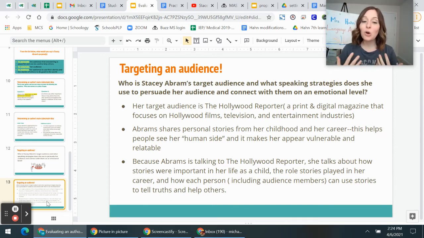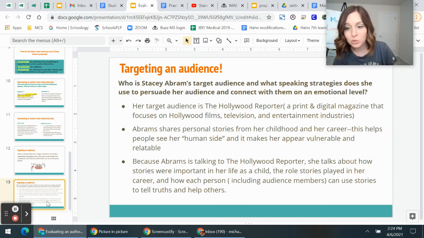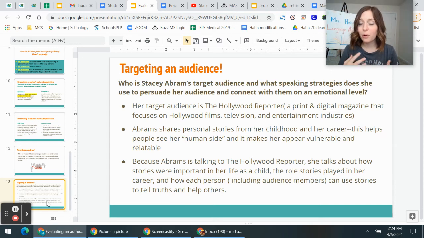So Abrams shares her personal stories from her childhood, like her mother and father, and how her father would tuck her in and tell her a story, and how they'd go to the library, they'd watch PBS, and how stories were powerful. So she told stories from her childhood and her career, and this helped people see her human side. It made her appear vulnerable and relatable. So she told that story of how she was told to change her appearance. That makes her feel vulnerable. When she talks about her dad tucking her in as a child, we connect with that when we think about our parents.